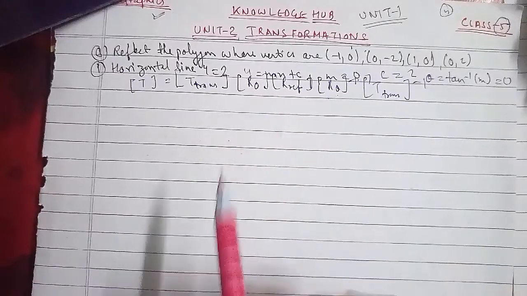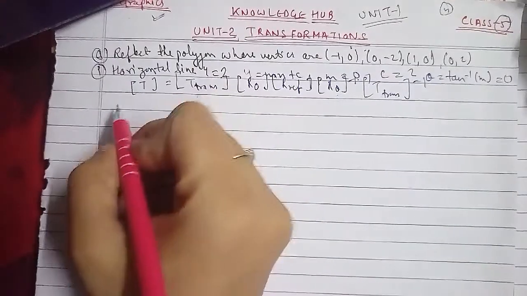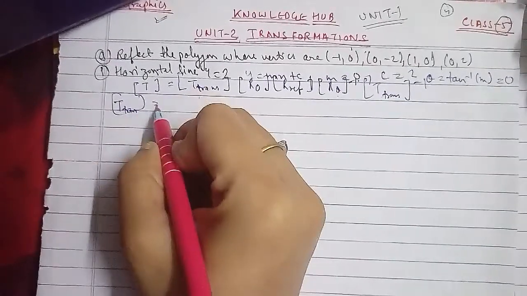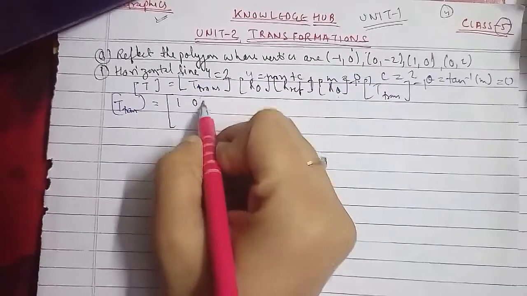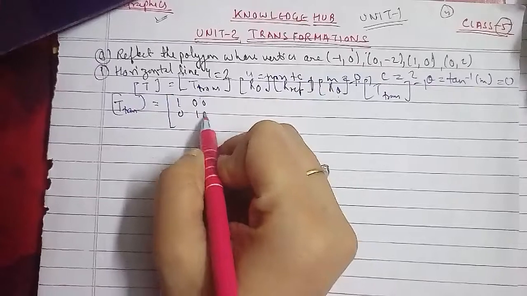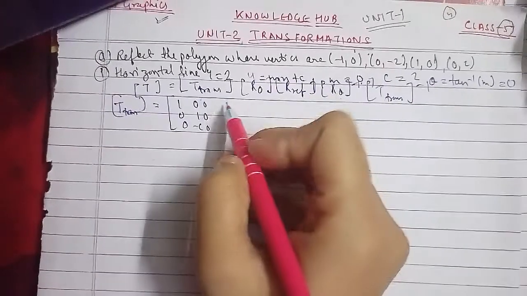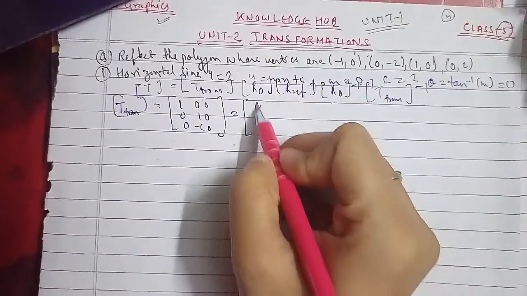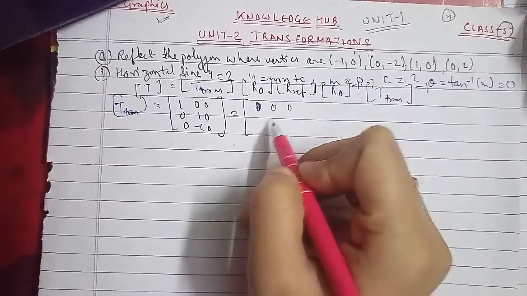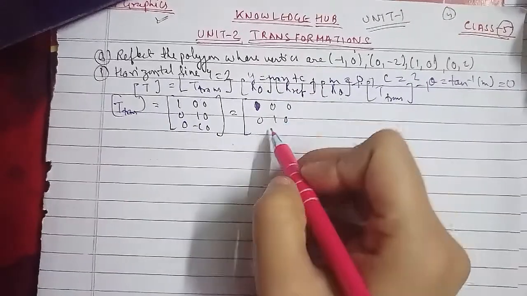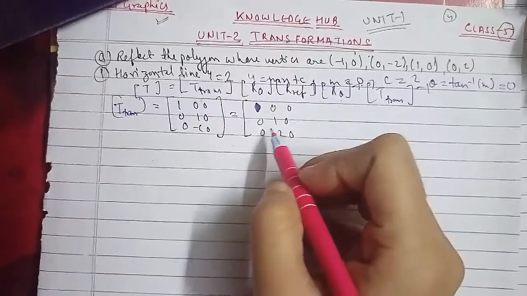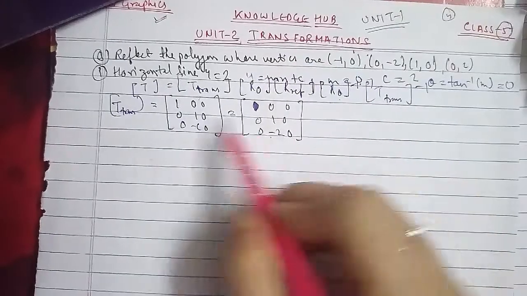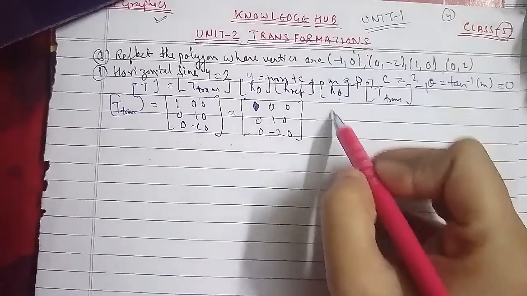So let's go ahead to find T trans here. For that T trans matrix we have 1 0 0, 0 1 0, 0 minus c 0, which is equals to 1 0 0, 0 1 0 and 0 minus 2 0, because c equals to 2 we had found here, as you can see. So we had put the value here. So this is your T trans here.